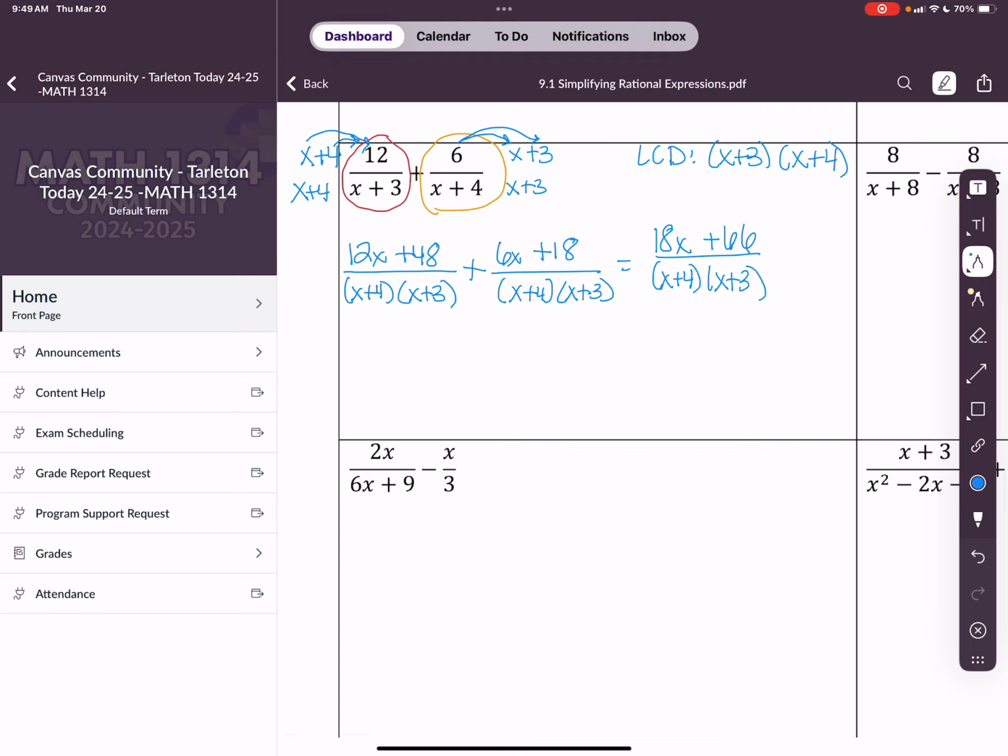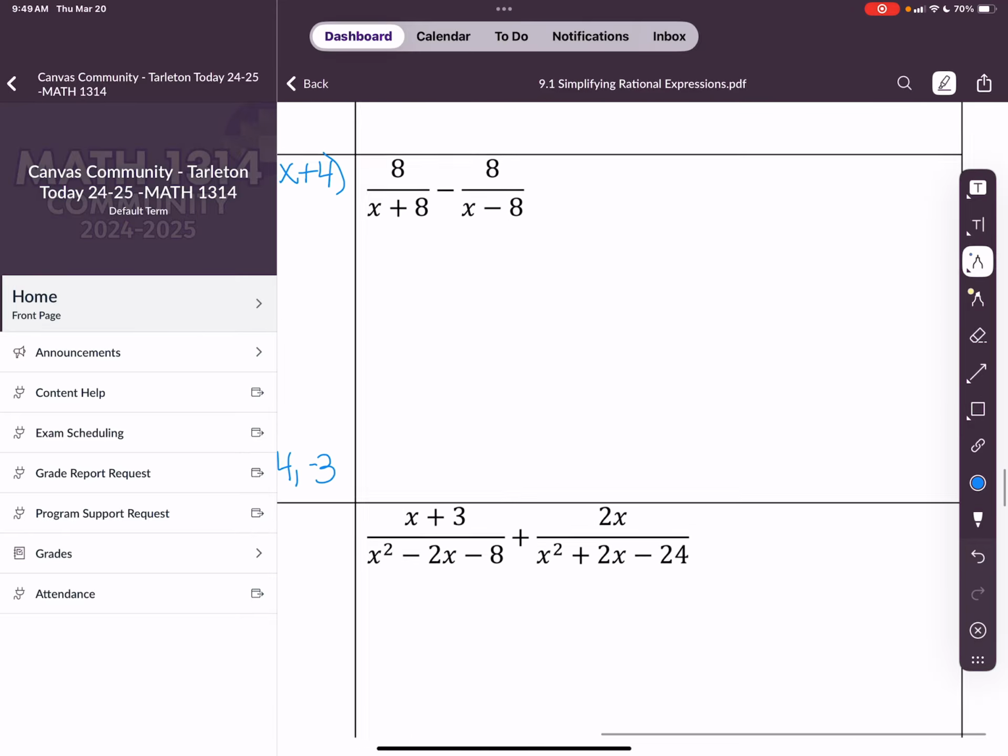She does take it one more step, though, because 18 and 66 can both be divided by 6. So she's going to simplify the top. So 18x divided by 6 is 3x, and then 66 divided by 6 is 11. And it's over x plus 4, x plus 3. Okay, and then x cannot equal negative 4 and negative 3.